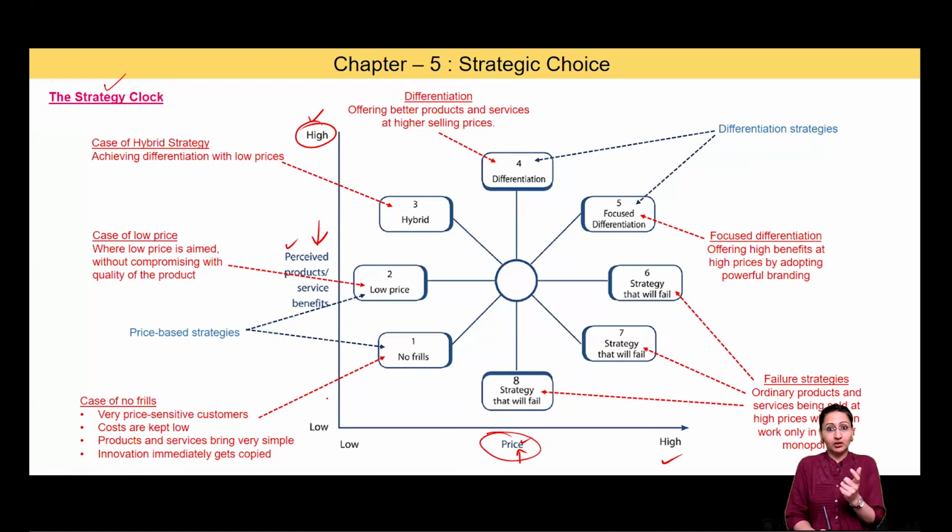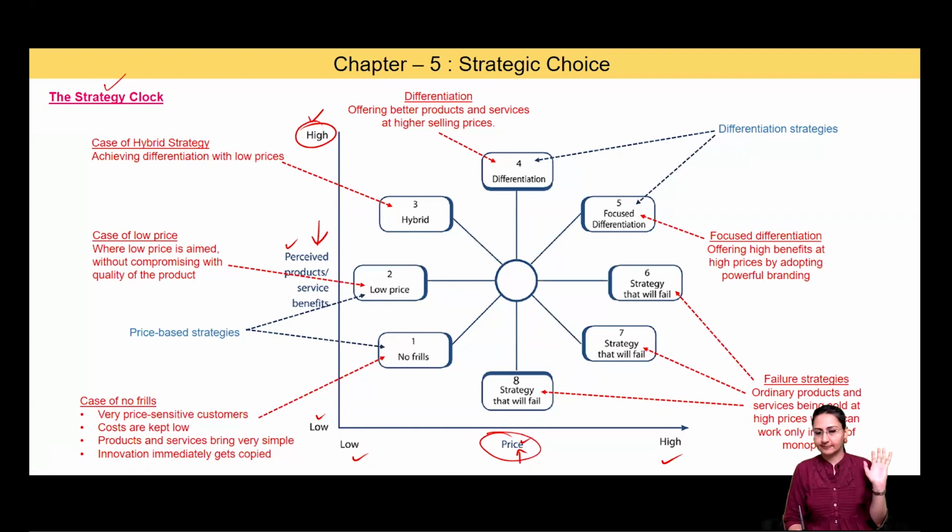But when it comes to salt or a matchbox, I won't pay a high price for it. It is a low perceived value item. That is why I'll pay a low price for that. Now, what is the strategy which goes for these combinations?